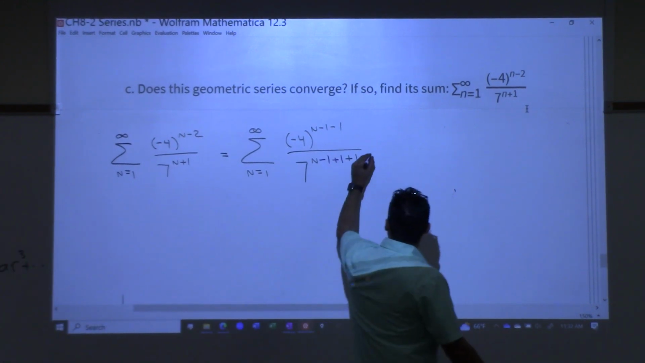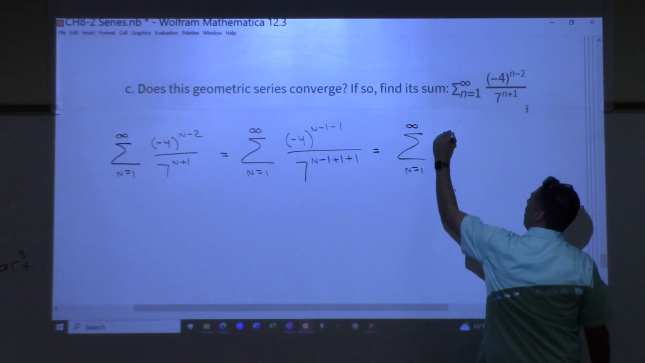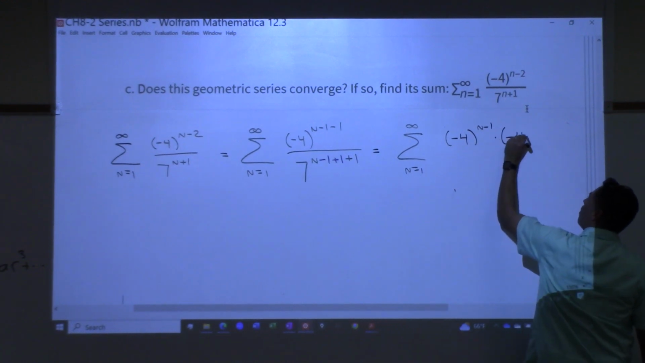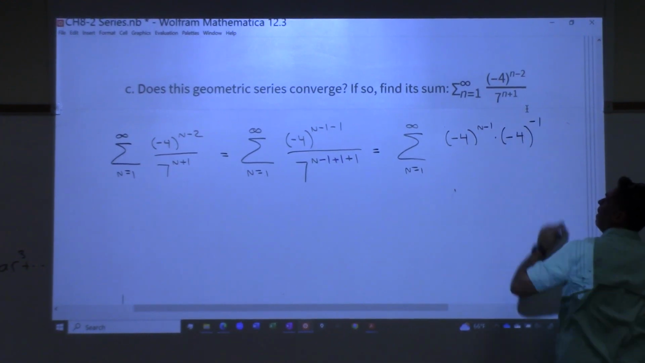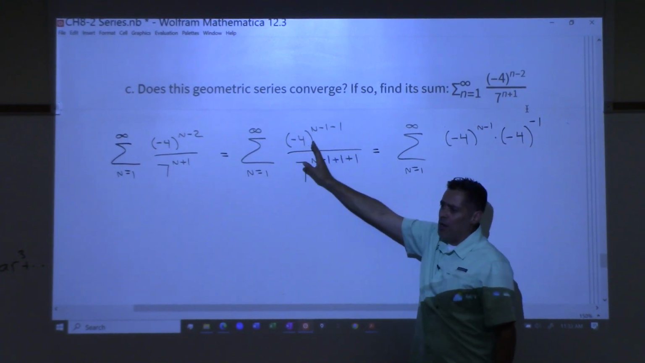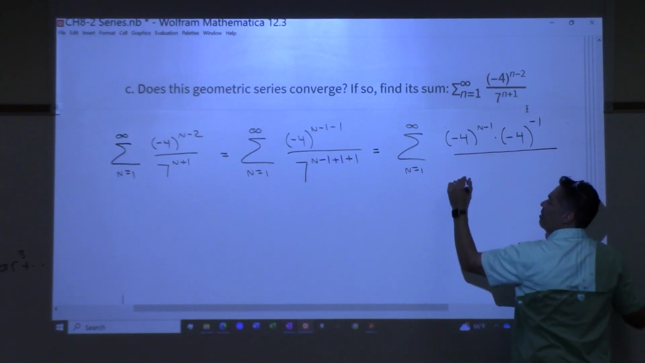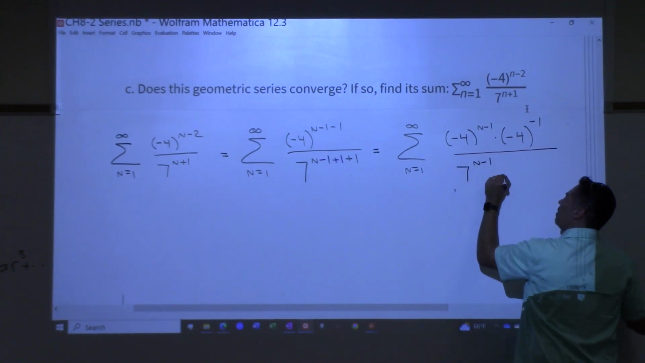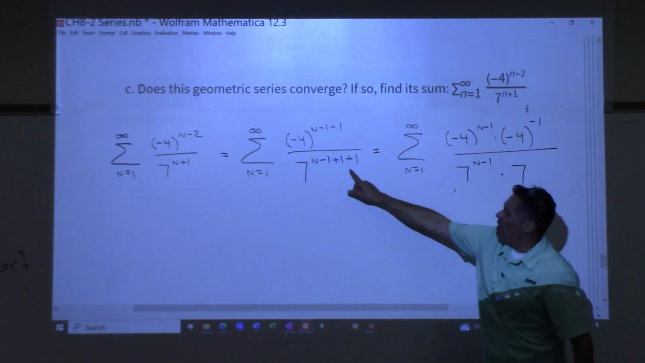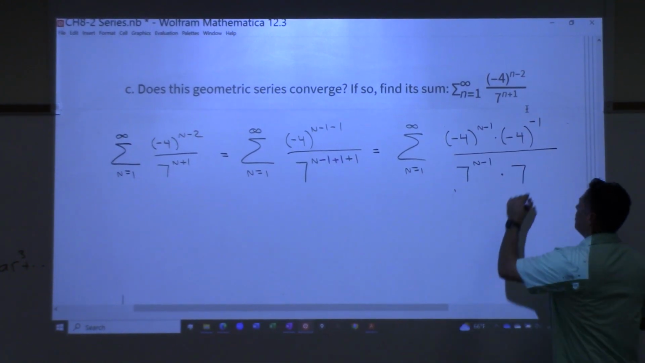And then that allows me to write it like this. The top I can write as negative 4 to the n minus 1 times negative 4 to what power? Negative 1, right? We're splitting this up, keeping the n minus 1 on it, and then the negative 1 on it is two different factors. And on the bottom, I'm going to do something similar. I'm going to do 7 to the n minus 1 times 7 to the what? Second power. Because, right, the n minus 1 is going to go here, and then these two powers, 1 plus 1 is 2. So I'll put those here, 7 squared.